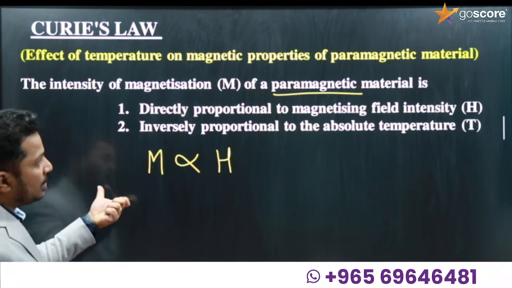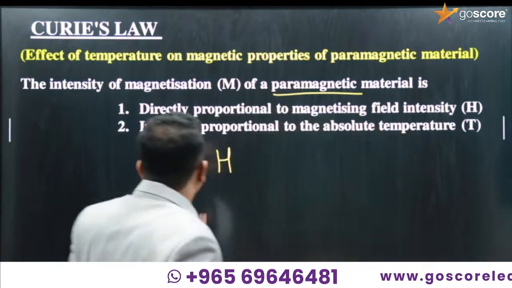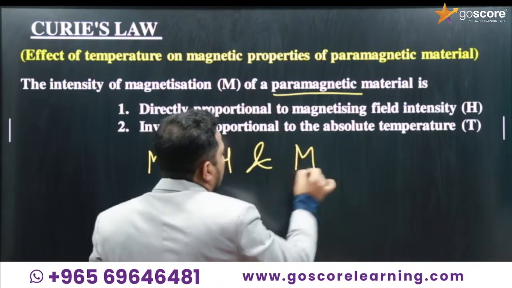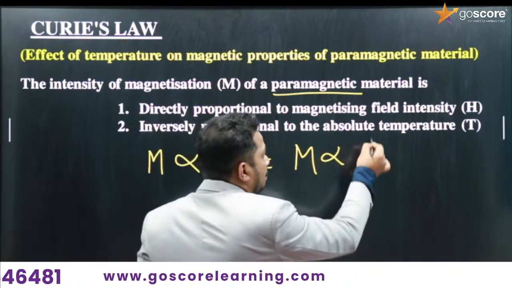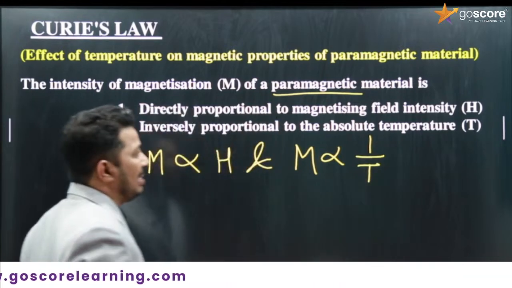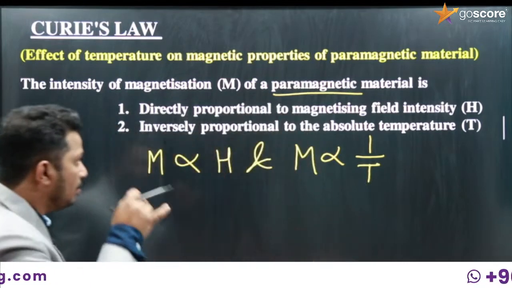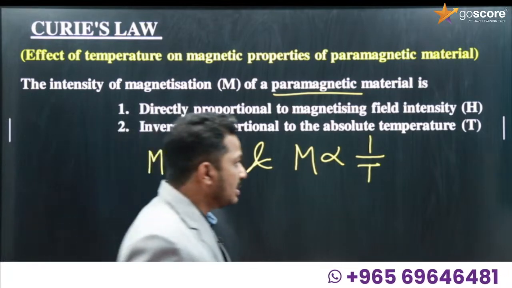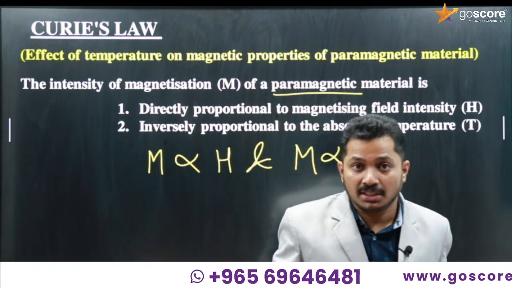It is directly proportional to the magnetizing field intensity H, and M is inversely proportional to absolute temperature. Absolute temperature means temperature taken in the Kelvin scale. Don't get confused by the term absolute temperature; it's just temperature taken in Kelvin. Kelvin is the SI unit of temperature, not degree Celsius.